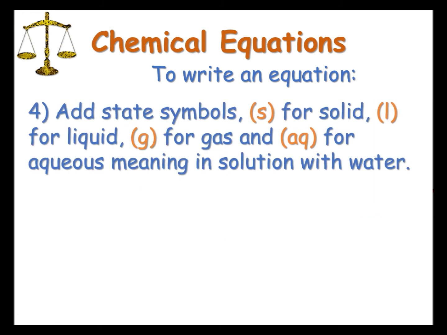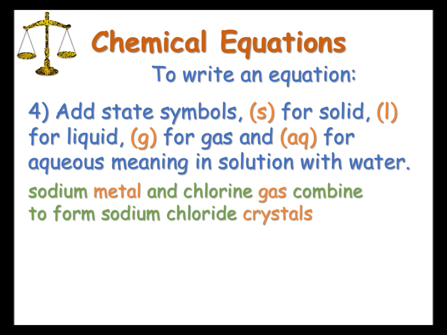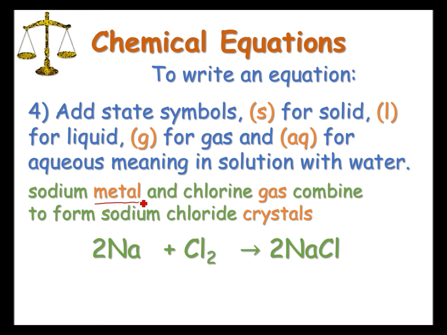So we are now going to go ahead and add symbols for the state. S indicates solid, L for liquid, G for gas, and AQ indicates that we have an aqueous solution, right? A water-based solution. So going back to our original wording, we had sodium metal and chlorine gas will combine to form sodium chloride crystals. So what that tells us is a metal is in its room temperature state going to be a solid, so sodium metal, and then chlorine gas is given, so that's our gas state, makes sodium chloride crystals, and crystals, again, crystals are a solid form. So that wraps up the written chemical equation.